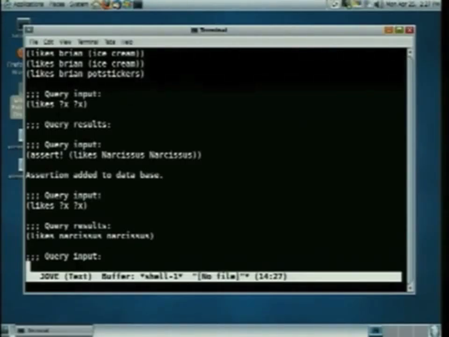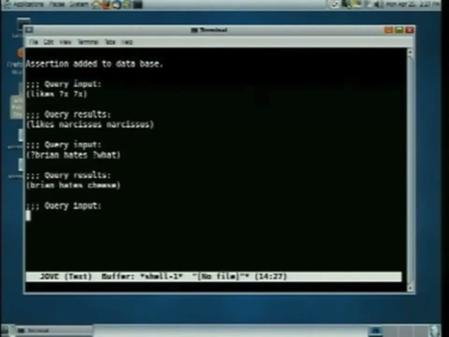So far, this probably seems pretty boring and limited to you, because the system only knows exactly what we told it. So any question that I ask, I have to have already provided exactly this answer. So if I say, it tells me that Brian hates cheese, but you know, that's really inadequate.